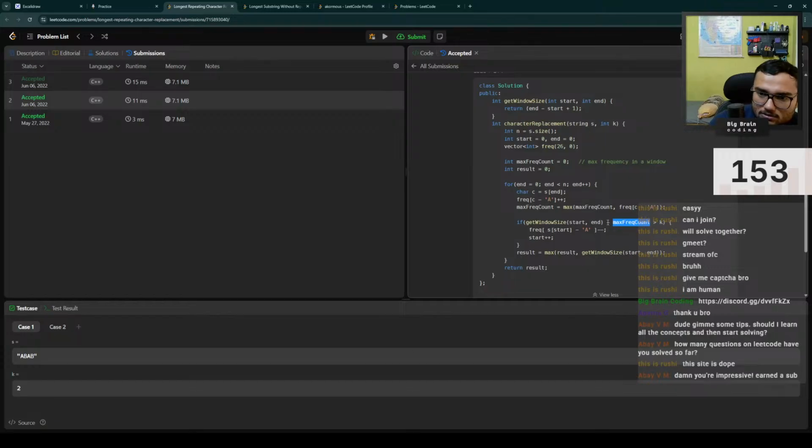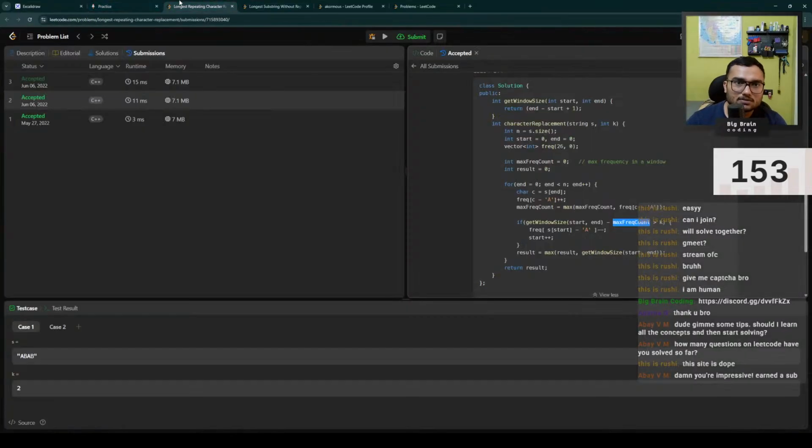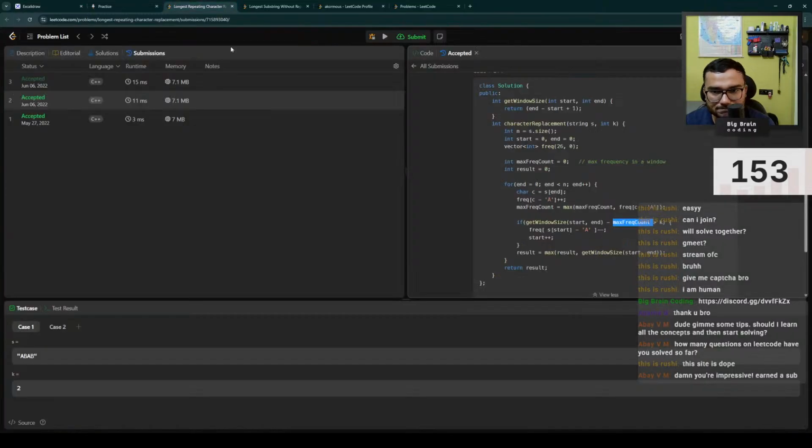Max frequency count, what does this do? What is this? Window size minus max frequency count, which is 3. Oh, okay. Yep, makes sense. So max frequency count will be the letter which is occurring the most number of times in a window. So we are subtracting that to get the rest of the letters which aren't matching. And then if we find that they are greater than k, then we cannot swap them out.